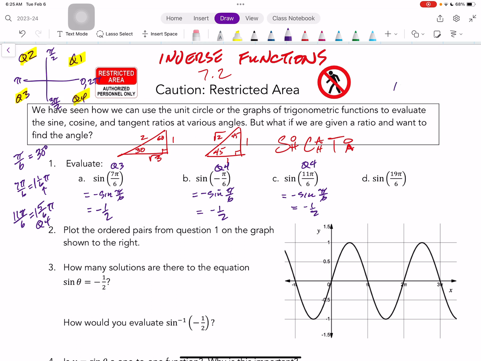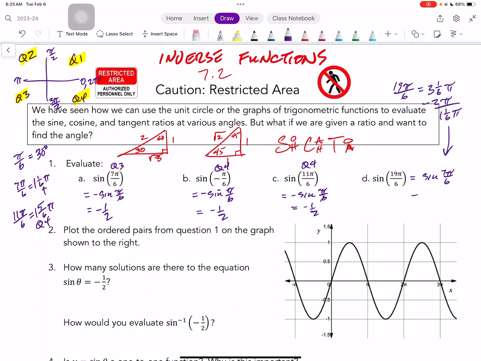Now 19π/6, what is that? Well, 19 divided by 6 is 3 and 1/6, right? Now, what's coterminal with that? Let's subtract 2π. 3 minus 2 is 1, so this is 1 and 1/6 π. That's 7π/6, and we already did that. So this is equivalent to sine of 7π/6.